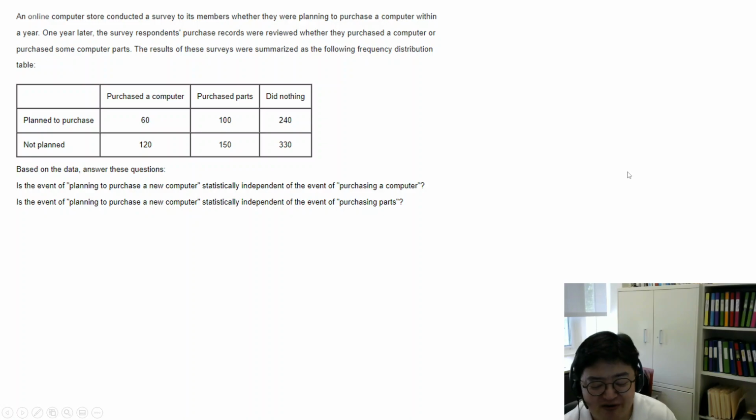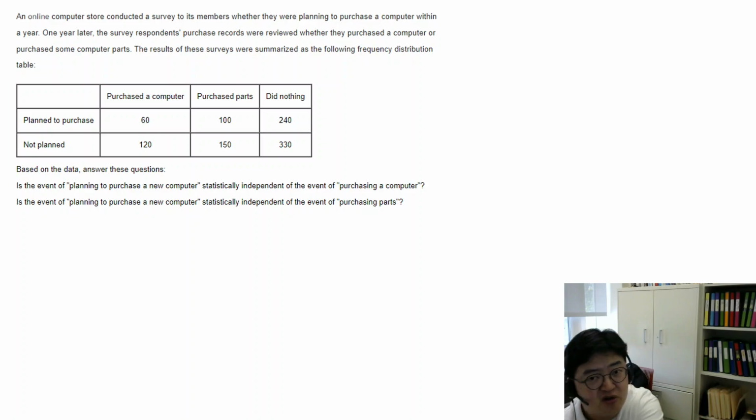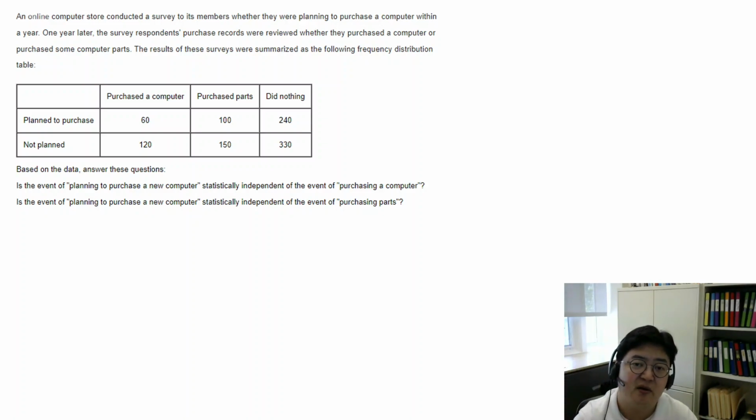Another question in the same framework. An online computer store conducted a survey to its members whether they were planning to purchase a computer within a year. And 1 year later, the survey respondents' purchase records were reviewed. So first, I surveyed whether they are planning, and then 1 year later, I checked whether they actually purchased or not, right? So, and here is the frequency distribution table.